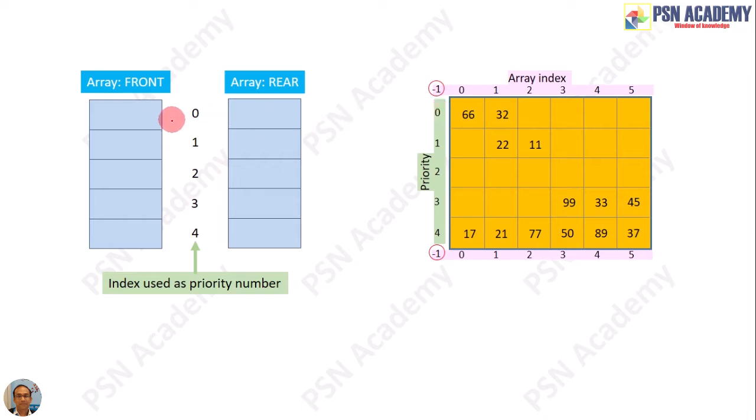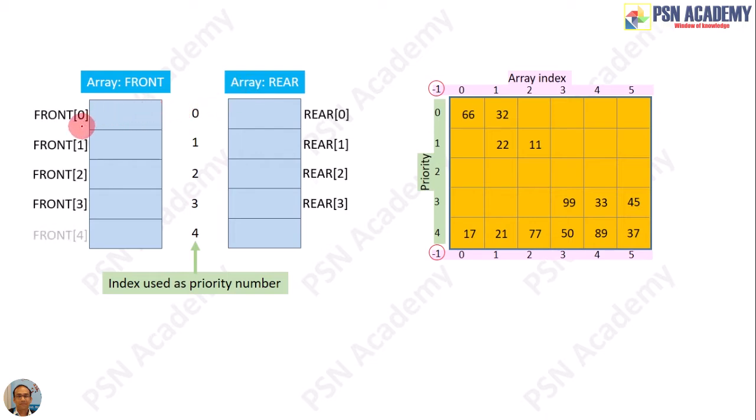So the rows here will act as priorities. Now here we have two more arrays, which are linear arrays. The name of the first array is front and the second array is rear. The cells of these two arrays can be accessed like this: front 0 for the 0th cell of the front array and rear 0 for the 0th cell of the rear array. Now what will be there inside these cells?